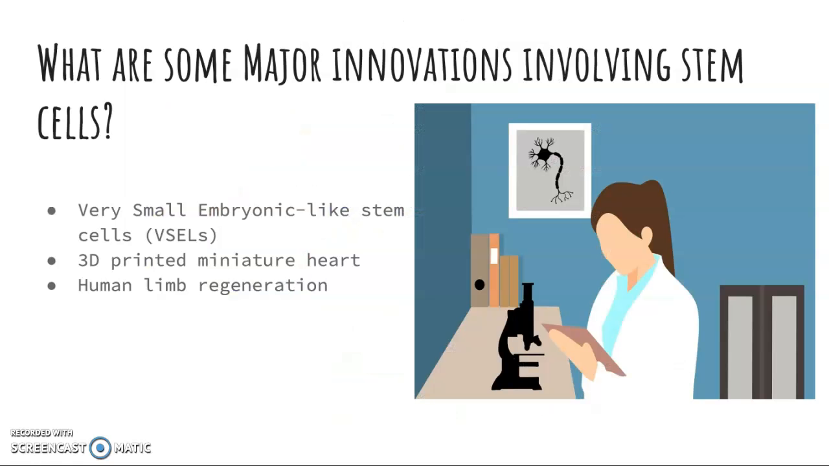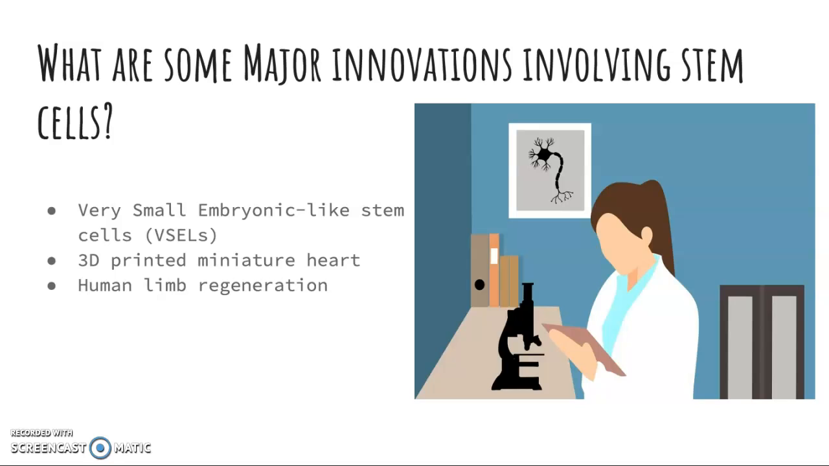Now, next we're going to talk about some of the more recent major innovations involving stem cells. Very small embryonic-like stem cells, or VSELs, were first discovered in 2006. They are pluripotent stem cells that are found in adults instead of embryos. VSELs are very rare and difficult to isolate, but can differentiate into a wide variety of tissues. They are a promising technology because they can replace the need for embryonic stem cells and work as an alternative to induced pluripotent stem cells.